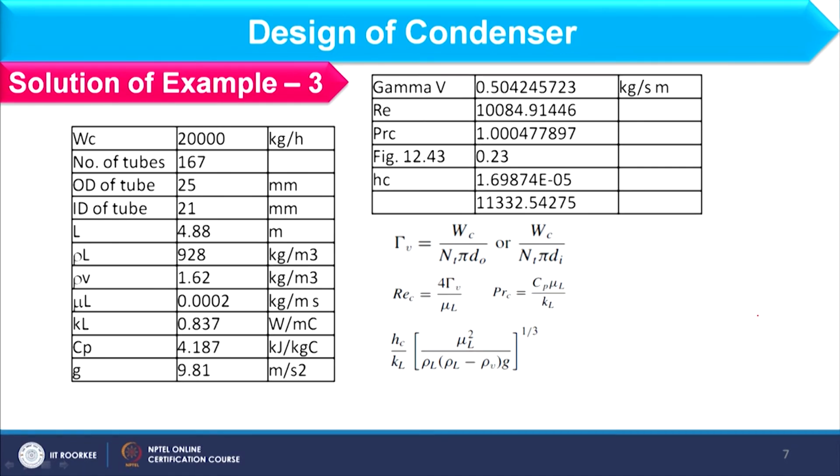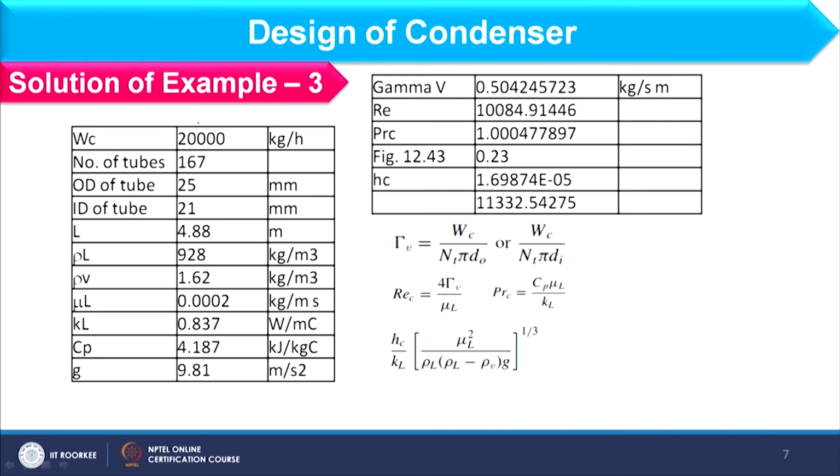First is when I am using the graph to find out the heat transfer coefficient inside the tube. And second is we should use the Boyko-Cruzley correlation to find out the heat transfer coefficient inside the tube, compare the values of the coefficient, and select the larger value as the final value. So, let us start the solution of this example.